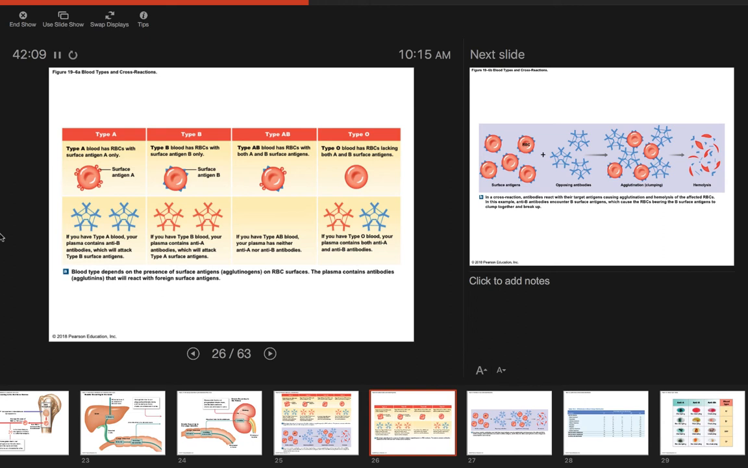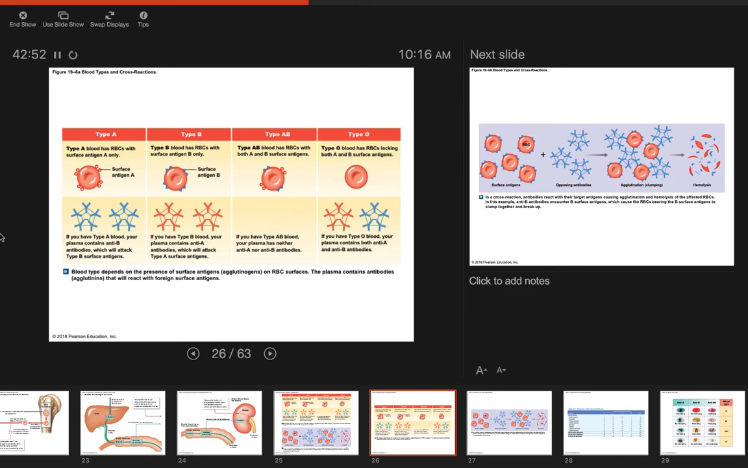Okay? If we look at type O, and again, we're only giving the red blood cell. We're taking out the plasma. If we only give this red blood cell to someone, it has no antigens on it, who can we give it to? Anybody. There's nothing on this red blood cell to bind to. You could give it to the type A because the B antibodies can't bind to it. You can give it to the type B because the A antibodies can't bind to it. You can give it to AB because there's no antibodies. You can give it to type O because there's nothing on this cell to bind to those antibodies.